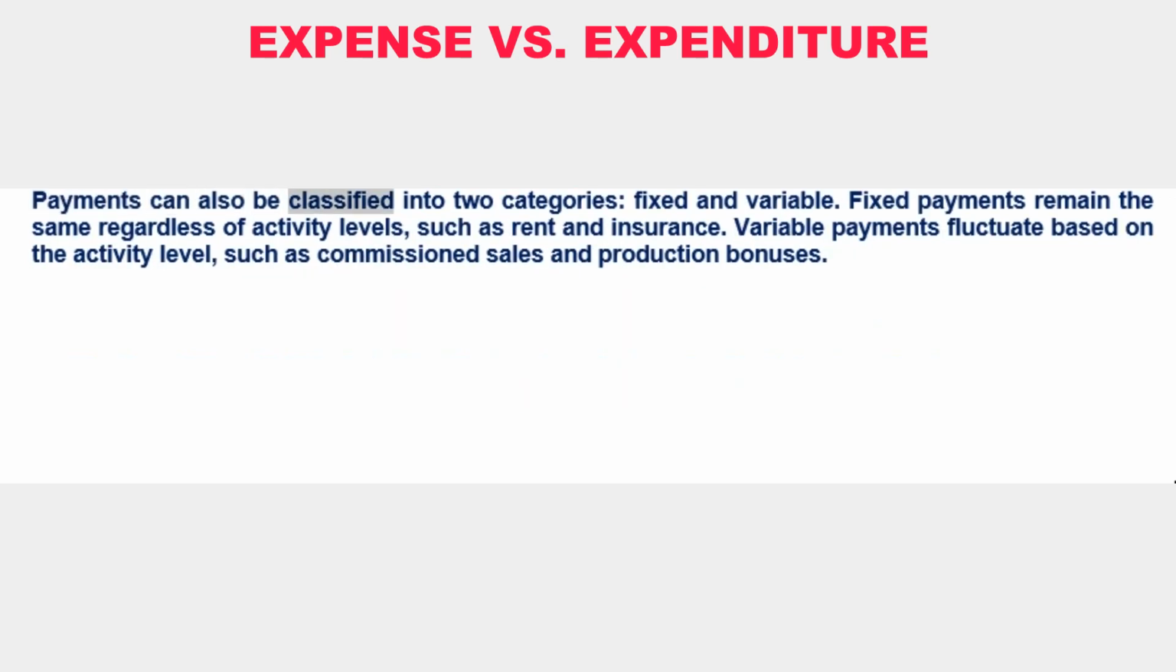Payments can also be classified into two categories, fixed and variable. Fixed payments remain the same regardless of activity levels, such as rent and insurance. Variable payments fluctuate based on the activity level, such as commission sales and production bonuses.